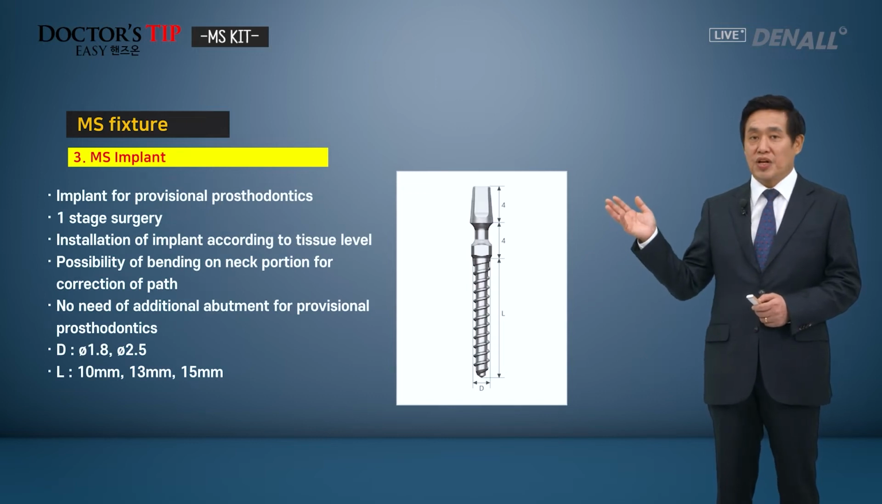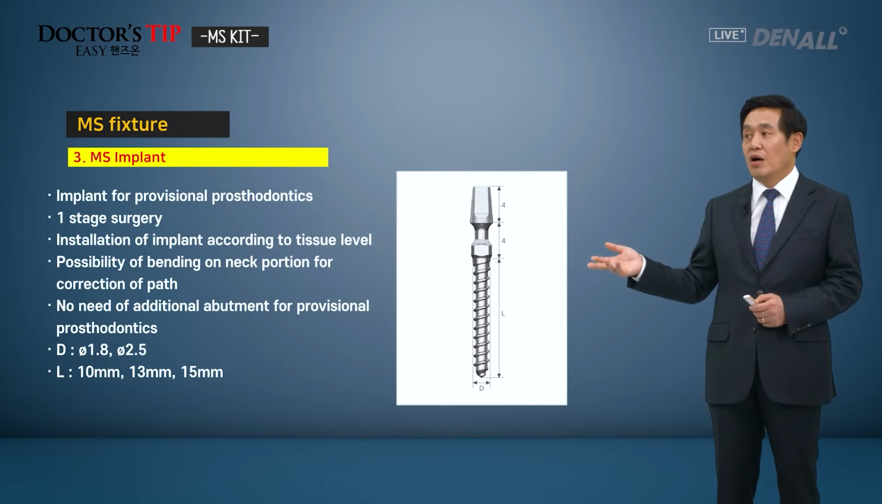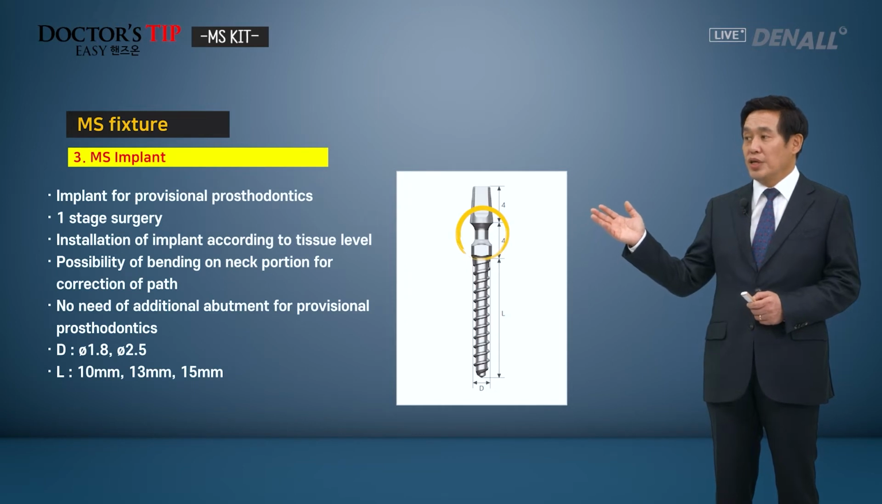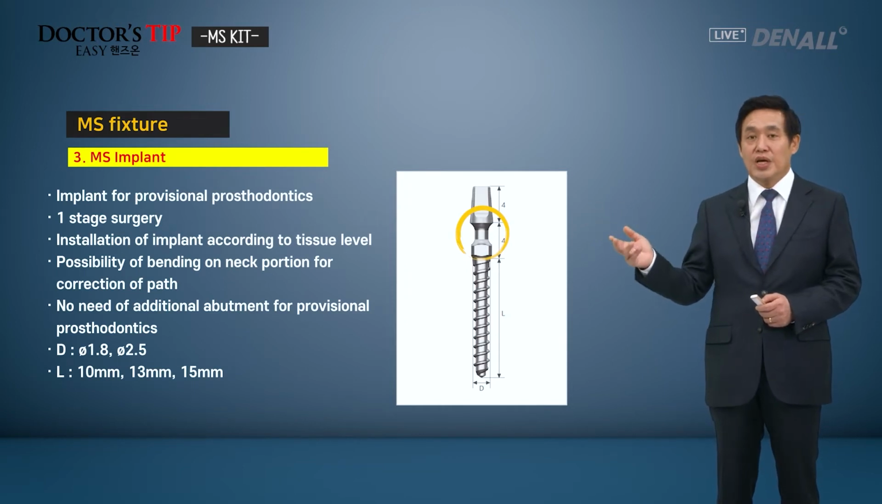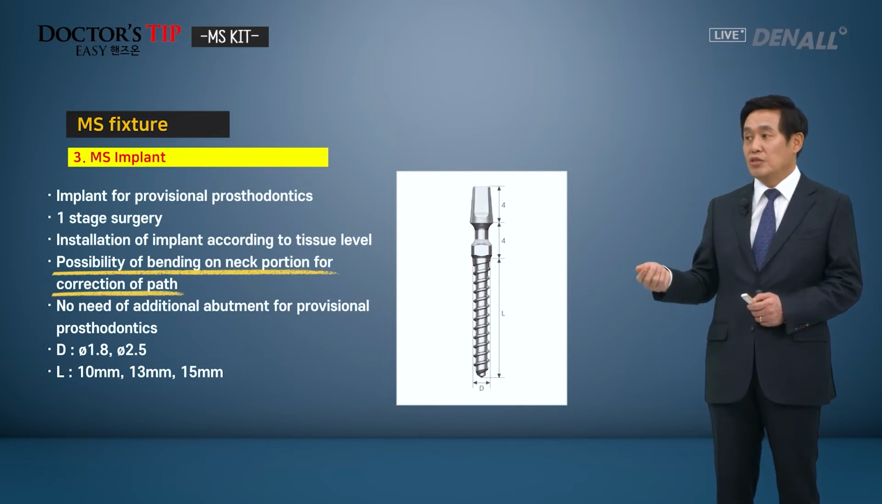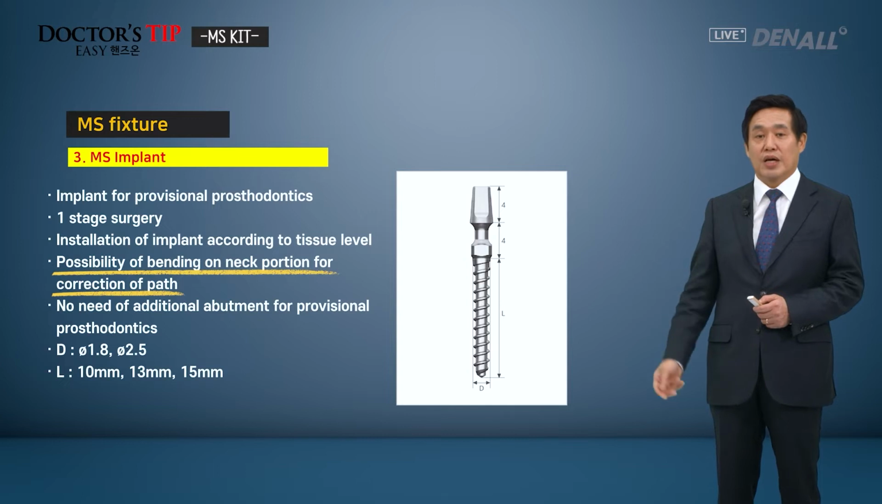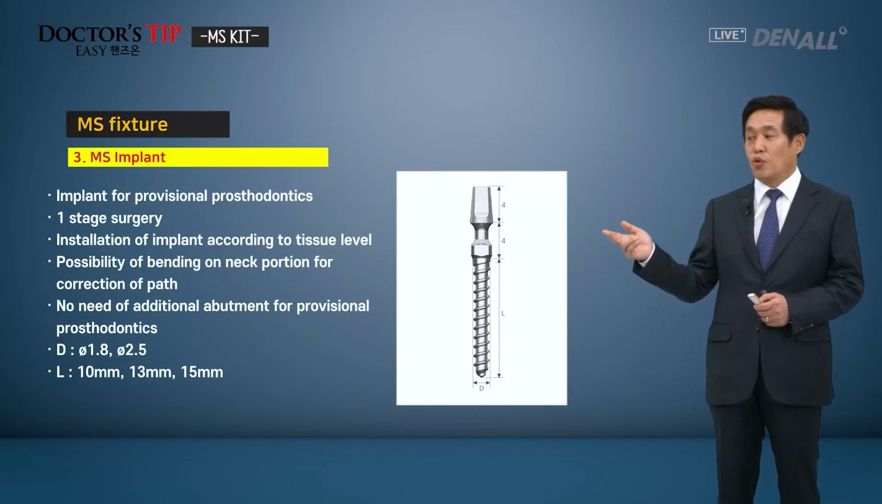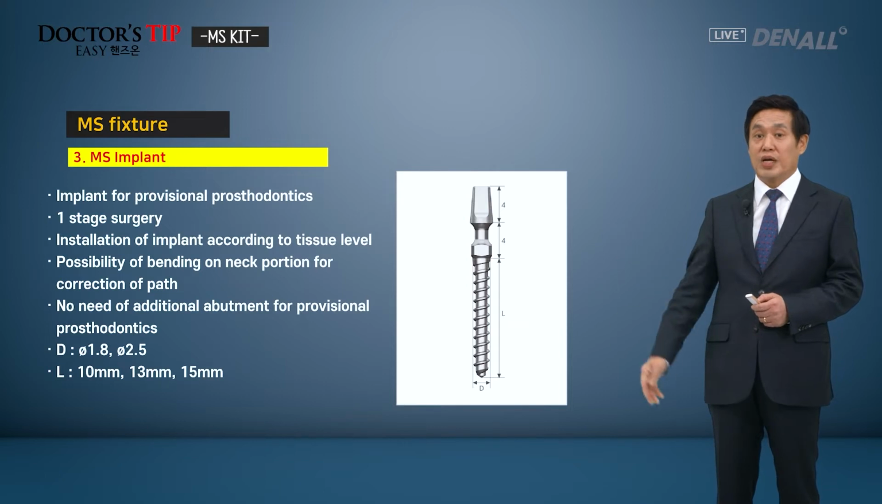And you have an implant for provisional prosthodontics. If you use TS as the final implant and you cannot put a temporary in there, then as a provisional, this implant can be used. And this one, the neck portion, can be bent. So on the position you want, if the implant cannot be placed, this can be used so that you can bend the neck and use it as a provisional. Diameter 1.8 and 2.5, length 10, 13, and 15 is available.